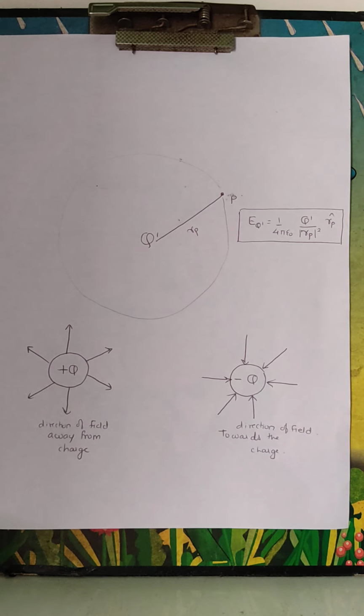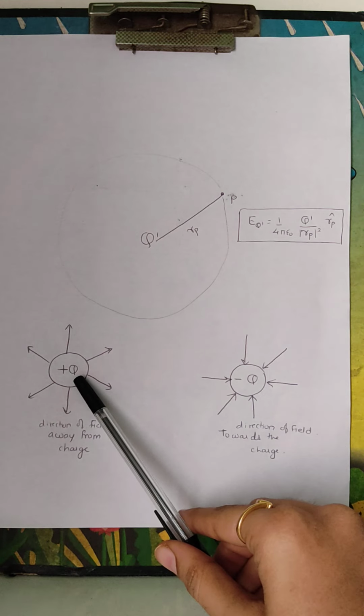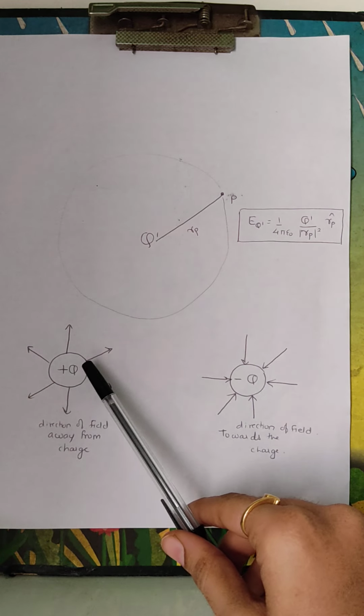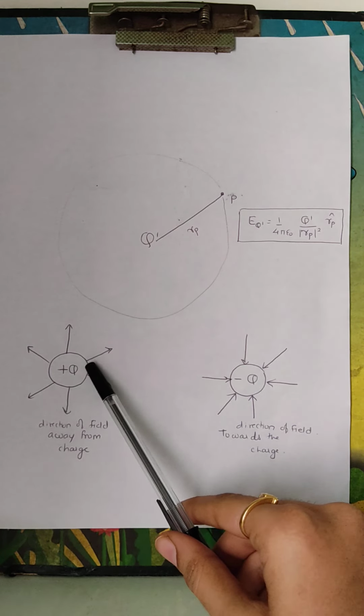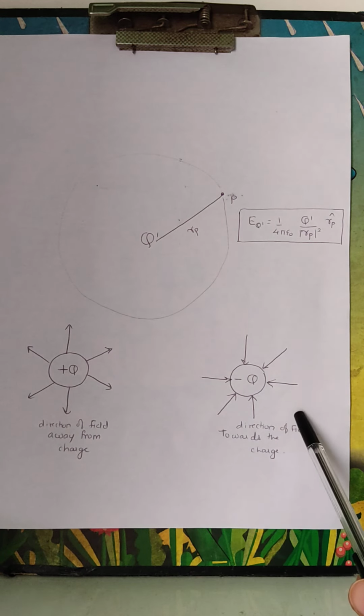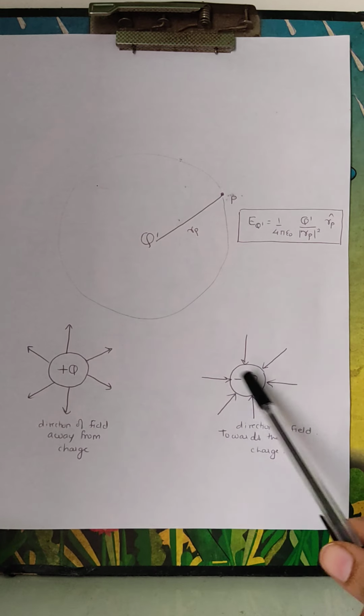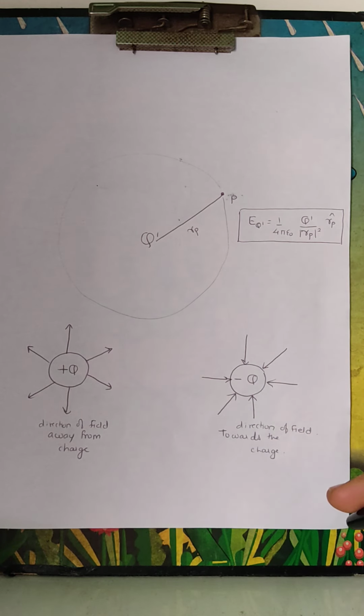Okay? Now, electric field is a vector quantity. So you should also know the direction of it. Whenever the charge is positive, the electric field always points outward, away from the charge. And whenever the charge is negative, the electric field is always towards the charge. That is what you have to remember.